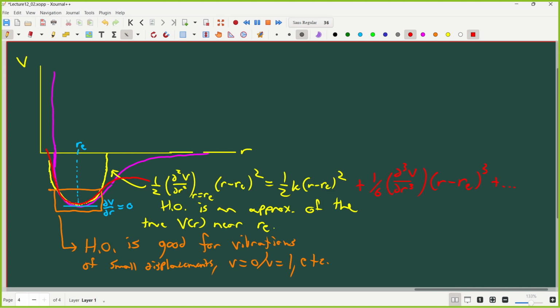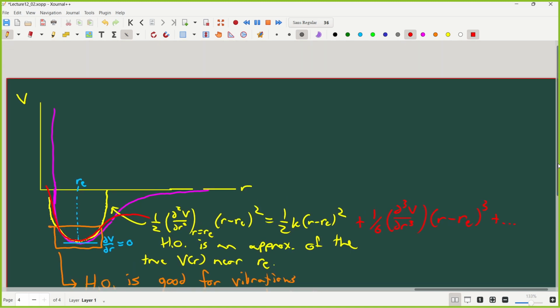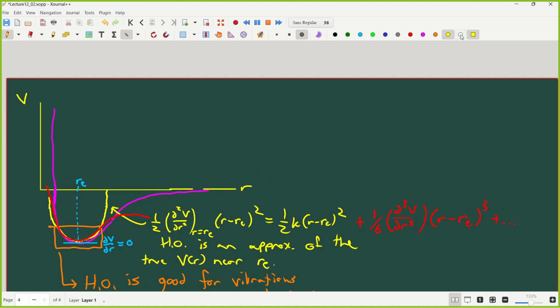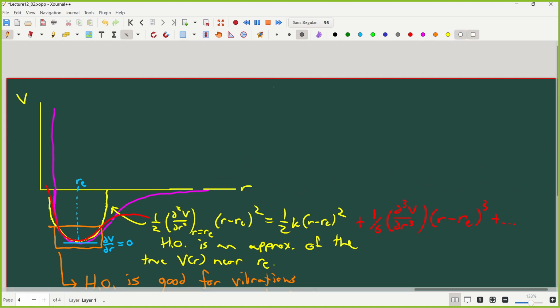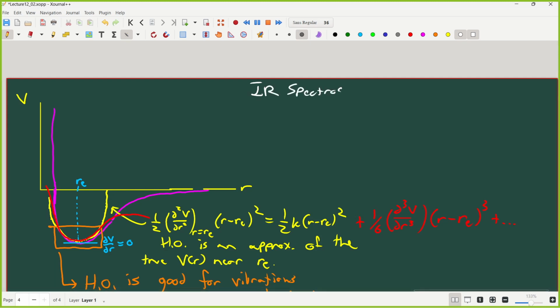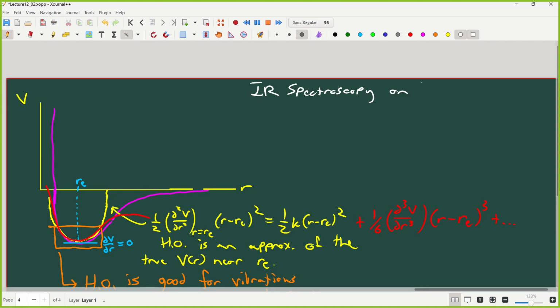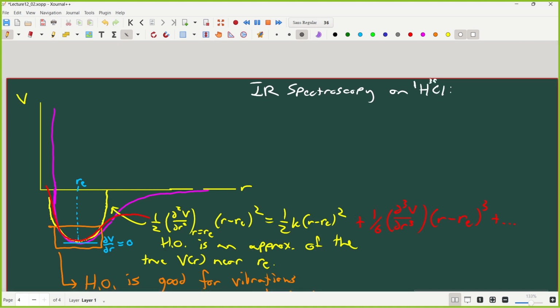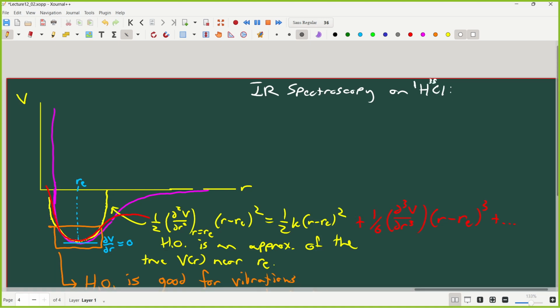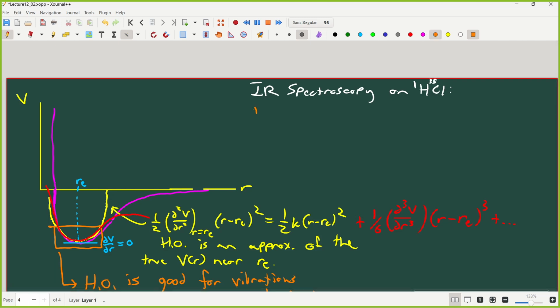So let me show you. The best way to prove this is by doing spectroscopy. So here I'm going to do some IR spectroscopy on HCl, with hydrogen-1 and chlorine-35. Okay. And I'm going to look at a couple of different absorptions, which we call transitions.